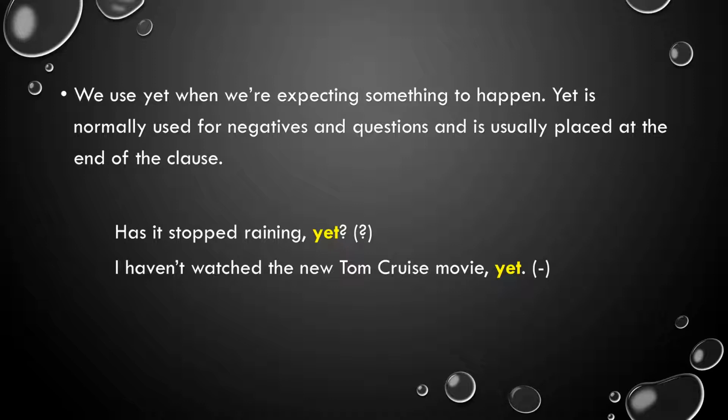For example, has it stopped raining yet? You are expecting the rain to stop, and you're expecting this in a question form. You're asking a question here. As you can see, yet is placed at the end of the clause, the sentence. Another example can be, I haven't watched the new Tom Cruise movie yet. Again, you want to watch the movie, but up until now, you didn't do this action. That's why we use yet in negative sentences and in questions, as you can see in the examples.